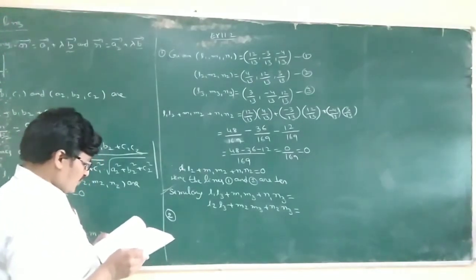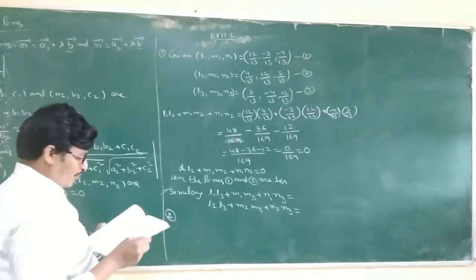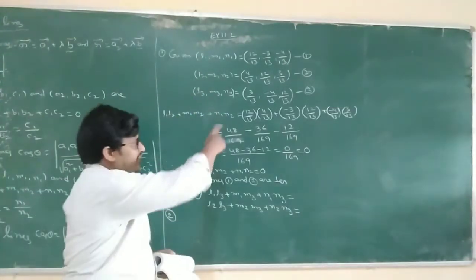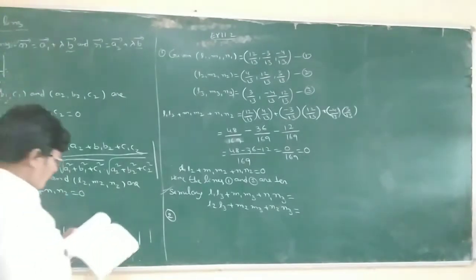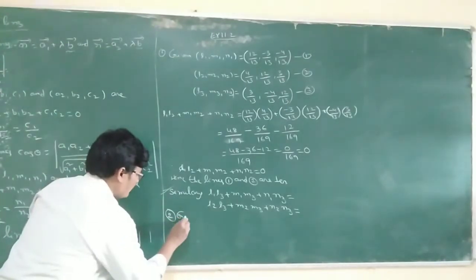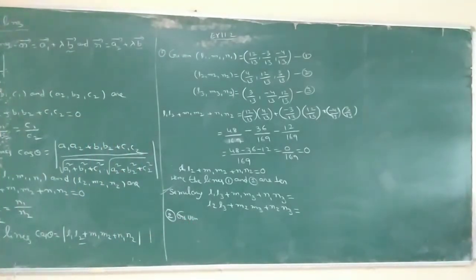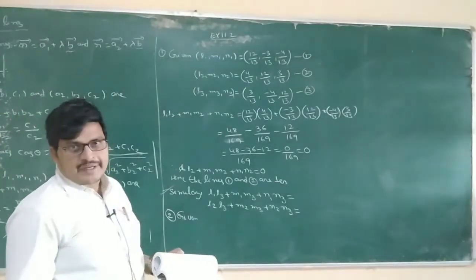The second one: show that the line passing through the point is perpendicular to the points. Here, in the first problem, lines were directly given. In the second problem, position vectors or points are given. The concept is the same: perpendicular lines. Both these lines are perpendicular, and two points is nothing but one line.